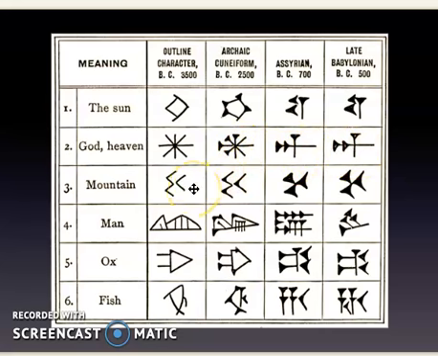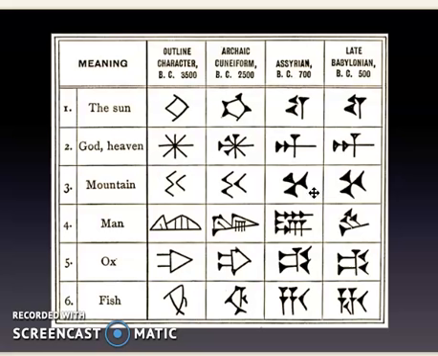Mountain, I think, is really interesting because you can tell why the pictograph for mountain was that. I'm not sure when the wedges got turned around, but then they became a more interesting shape.